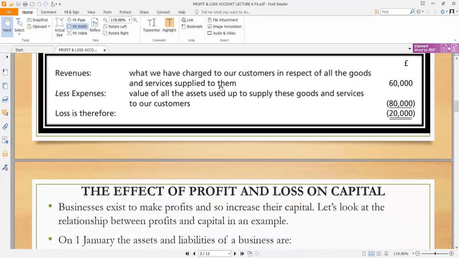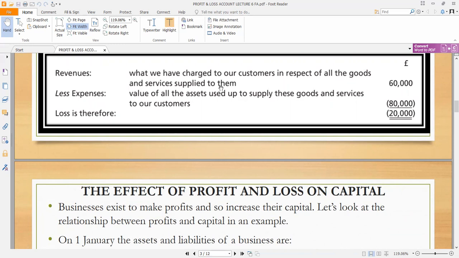Okay, I'm sure that is very clear. So here, to simply do this, you can use a simple formula, which is expense minus revenue. Okay, or revenue minus expense is equal to profit or loss.